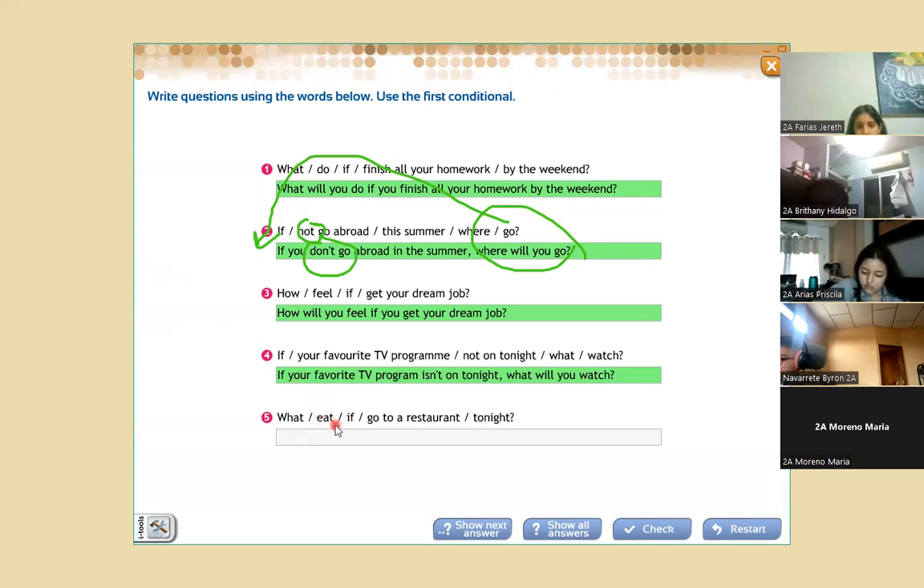What will you eat if you go to a restaurant tonight? Okay, remember, first conditional: will, the verb, and if connecting the complement onto the present simple tense, okay?